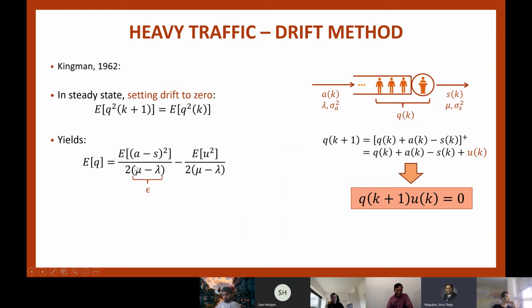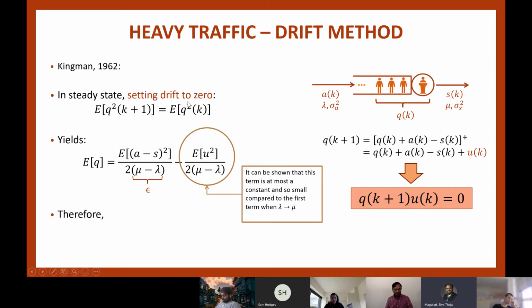So the first thing to notice is that there is a mu minus lambda, which is epsilon, in the denominator, which means if epsilon is very small, this is blowing up. This is going to infinity. So in heavy traffic, the Q lengths blow up. That is the first observation. And this is an equality, no inequality anywhere so far. The second thing is there's an epsilon in the denominator here also, but one can show that the numerator is at least order epsilon, which means this whole thing is basically like a constant. It's negligible compared to the first thing.